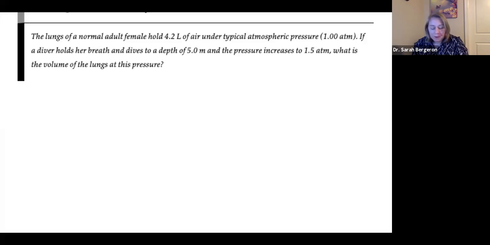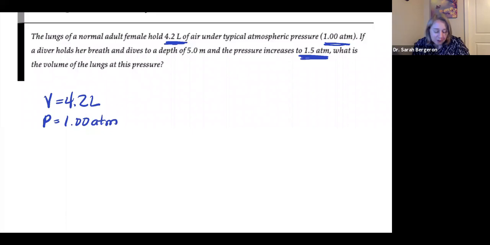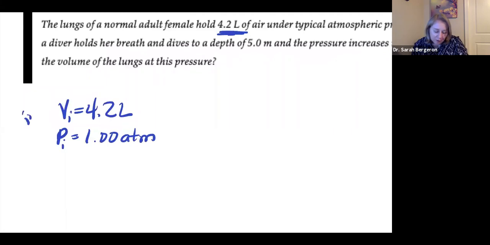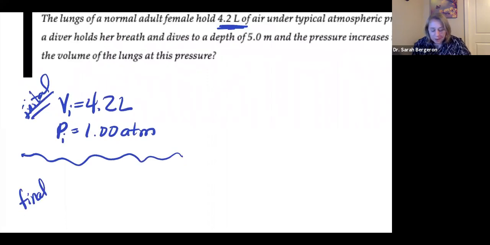So, all right, the lungs of a normal adult female hold 4.2 liters. So this is a volume of 4.2 liters under typical atmospheric pressure. So pressure is 1 atm. If a diver holds her breath and dives to a depth of 5 meters and the pressure increases, ooh, okay, so that's telling me that I have a change. So these are the initial conditions. So let me write kind of on the side, initial. These are initial conditions, and then I'm going to kind of draw my line, and I'm going to say here are some final conditions. And so let's see what happens.